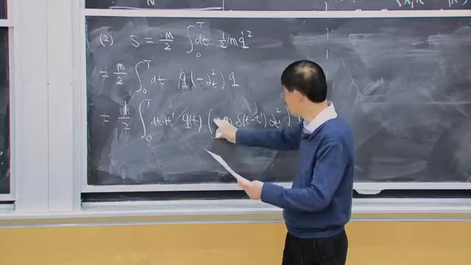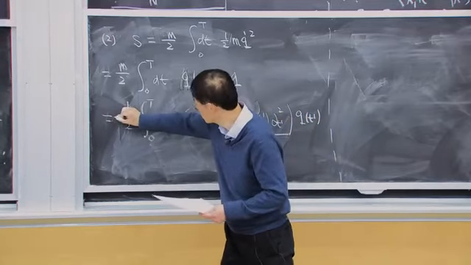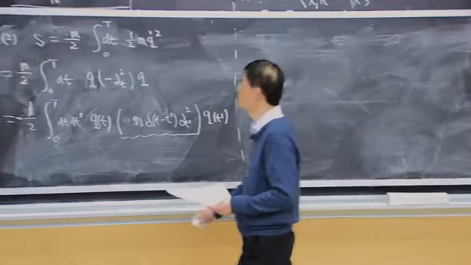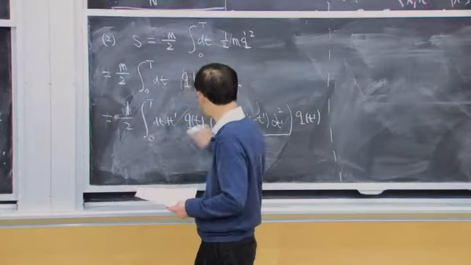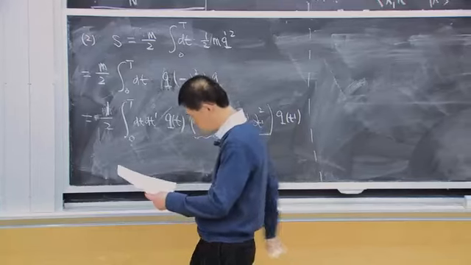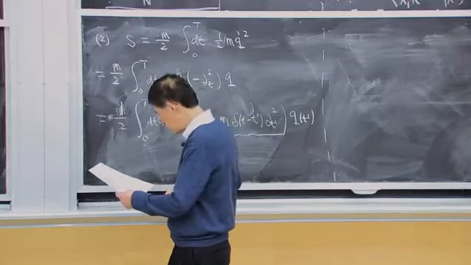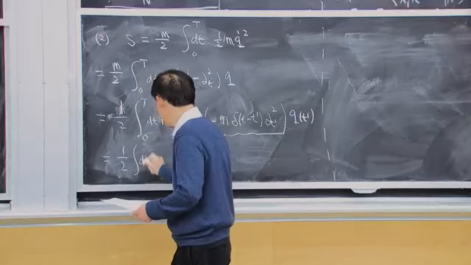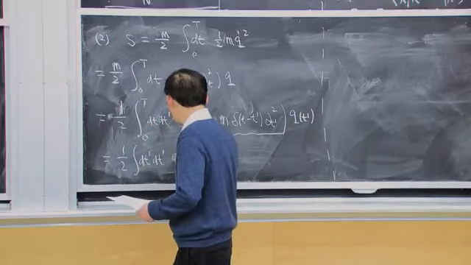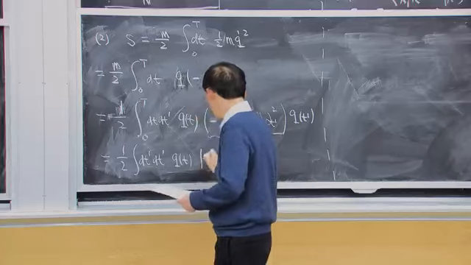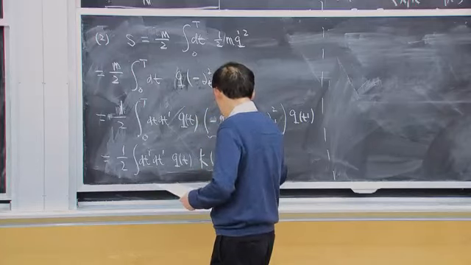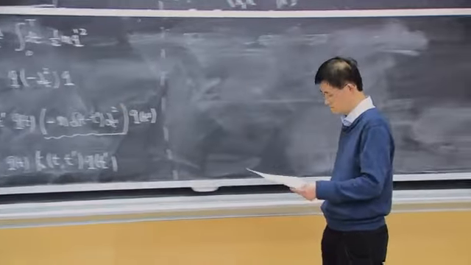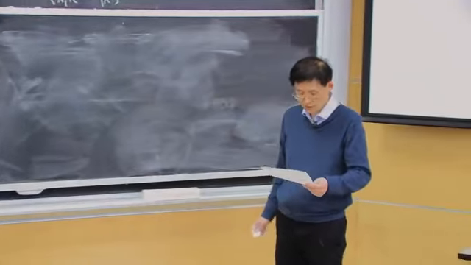Actually, sorry, I want to put this minus sign out just for convenience. Let me just call this k. It doesn't matter actually. So here we can just write 1/2 integral dt dt prime q(t) k(t, t prime) q(t prime). Okay?